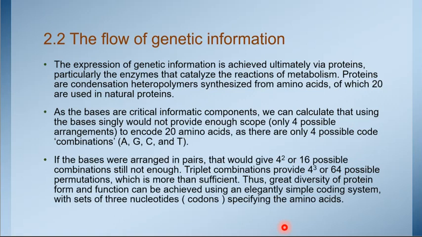Triplet combinations provide 4 to the power 3, or 64 possible permutations, which is more than sufficient. Thus, great diversity of protein form and function can be achieved using an elegantly simple coding system with a set of three nucleotides, or codons, specifying the amino acids. Thus, a protein of 300 amino acids would have a minimum coding requirement of 900 nucleotides on a strand of DNA.